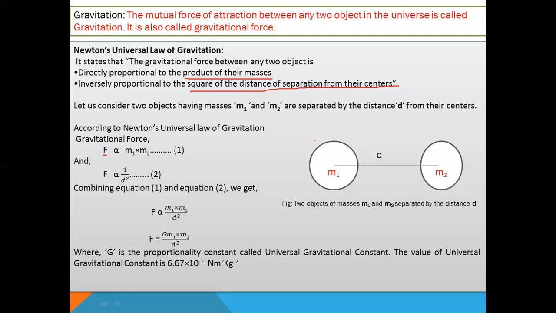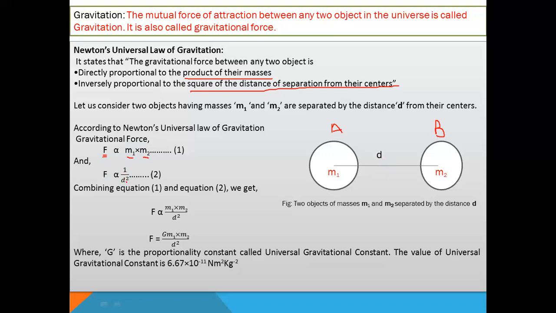Let us consider two objects. This is one object, let's name it A, and this is another object, B. If A and B are separated by the distance d, then the gravitational force between them is directly proportional to the product of their masses and inversely proportional to the square of the distance of separation from their centers, meaning F is proportional to 1 by d square.